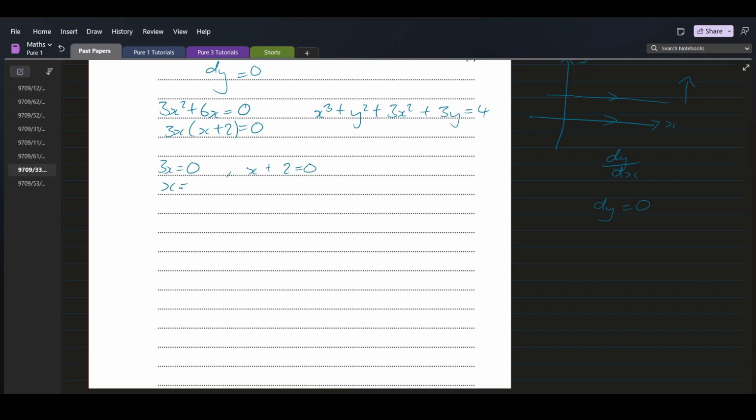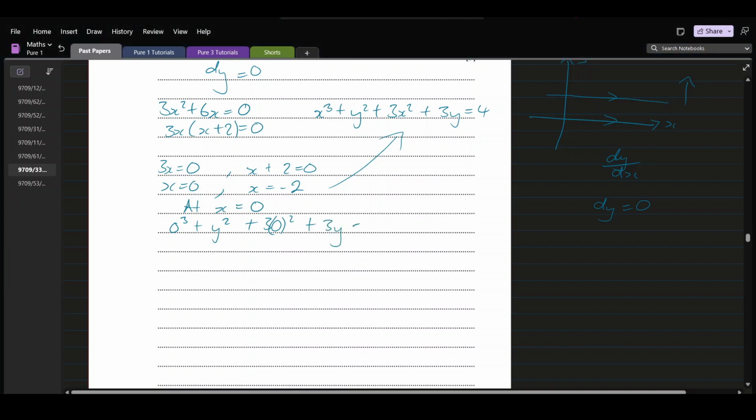So we get x is equal to 0 and x is equal to -2. So now we're going to substitute these values of x into our equation of the curve. So we'll start at x is equal to 0. Substitute x with 0, you get 0 cubed plus y squared plus 3 times 0 squared plus 3y is equal to 4. So this becomes y squared plus 3y. Bring the 4 to the left hand side, minus 4 is equal to 0.